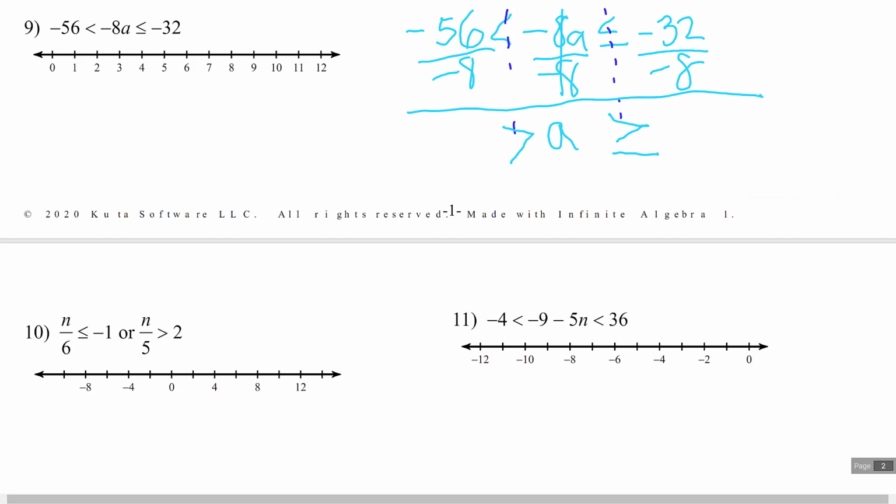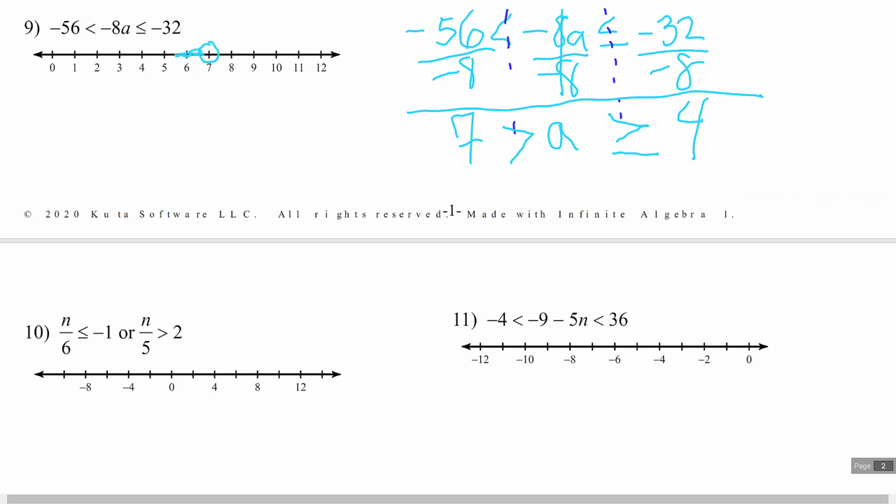So then -56 divided by -8 gives us a +7. -32 divided by -8 gives us a +4. And we want to now graph this compound inequality. So a is less than 7. I always want to read from the variable. A is less than 7. So over here at 7, I can do an open circle, and we want to go less than.